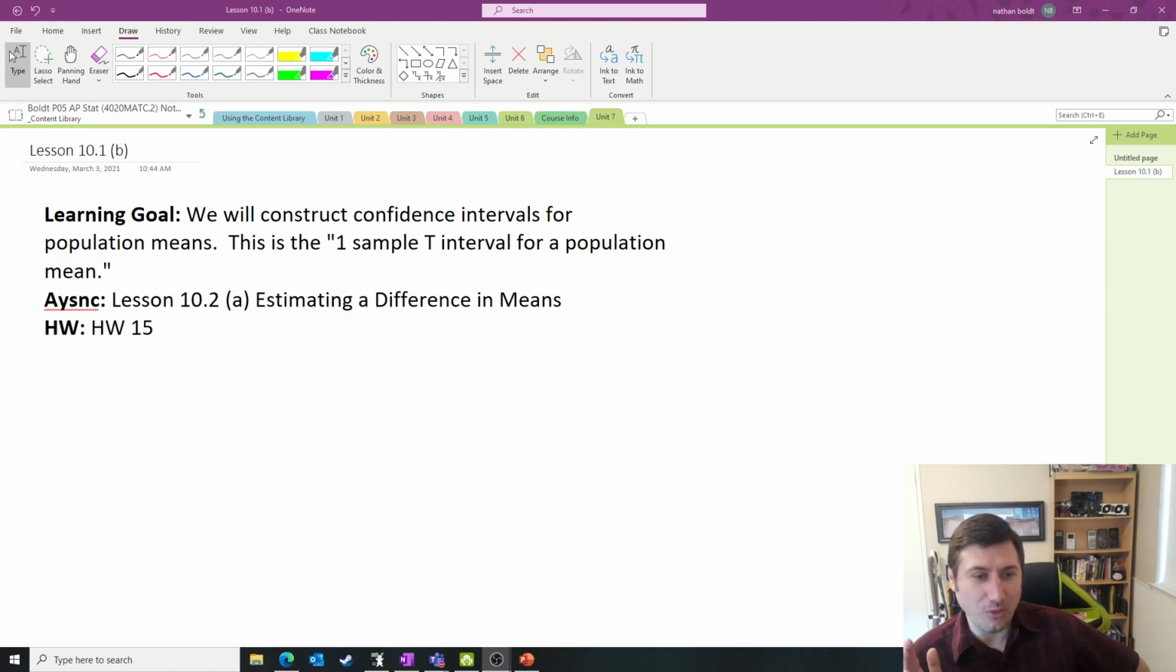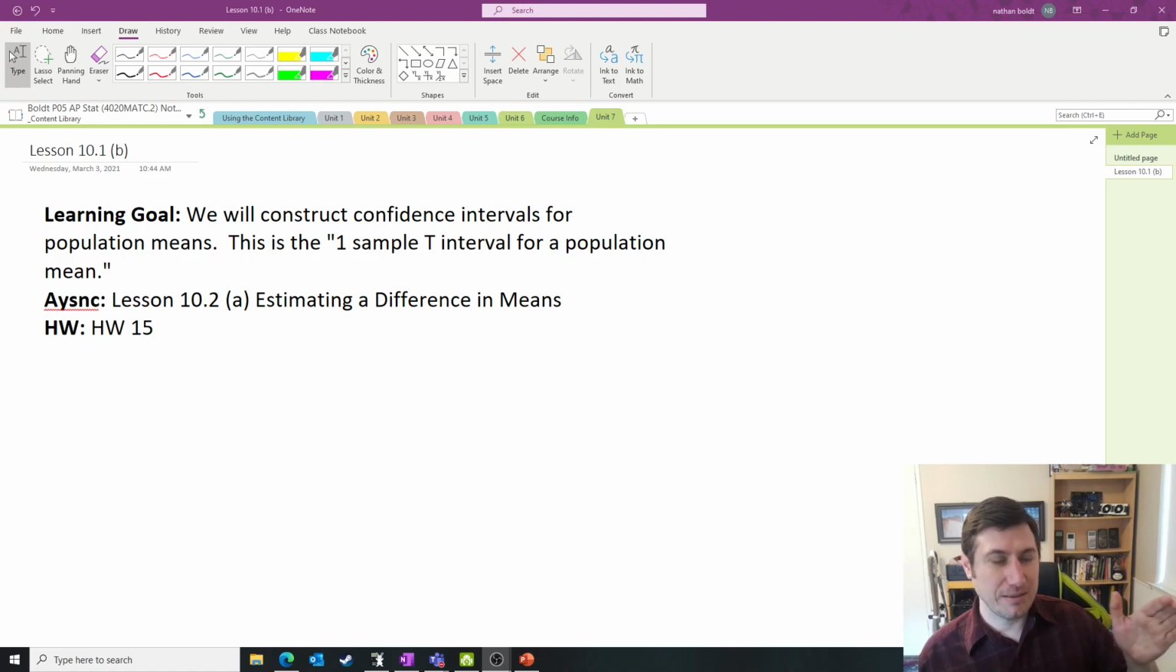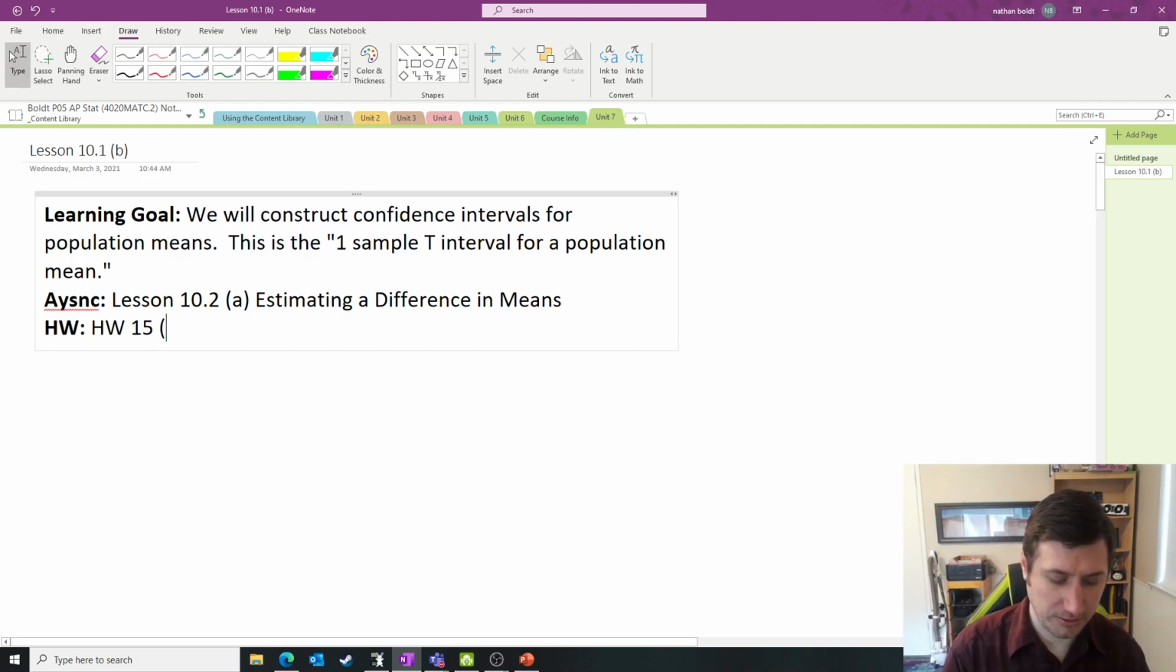All right, so what are we doing today? Confidence intervals. We're going back to confidence intervals, but this time, instead of a proportion, we're doing a confidence interval for a mean, for an average. So that means this is a one sample t interval for a population mean. You got a video to watch. It's not super long this time. And then some online problems.